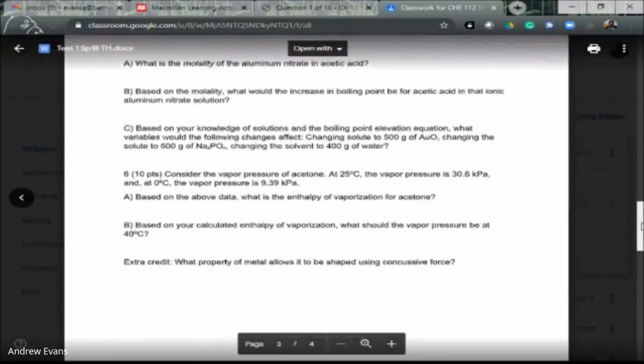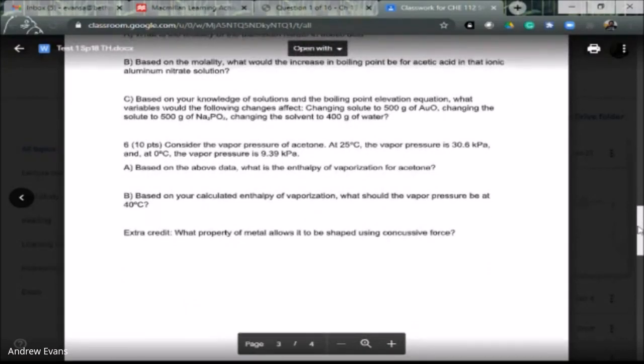Let's see, 6 is the last one. Considering the vapor pressure of acetone at 25 degrees, the vapor pressure is 30.6 kilopascals. And at 0 degrees, vapor pressure is 9.39. So this is a Clausius-Clapeyron problem. 25 degrees, 30.6, and 0 degrees, we have 9.39. So what is the enthalpy of vaporization? And based on your calculation, what will be the vapor pressure at 40?